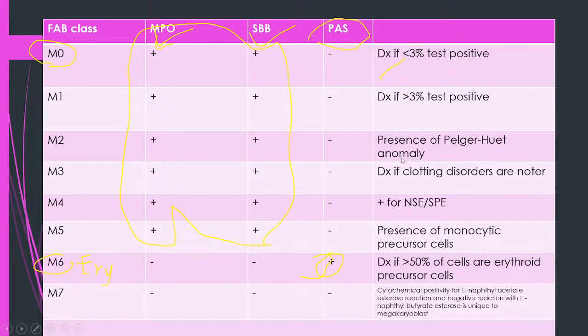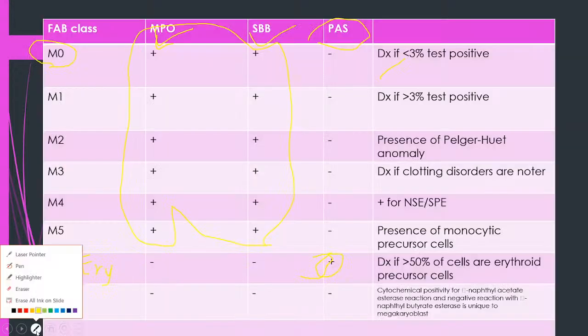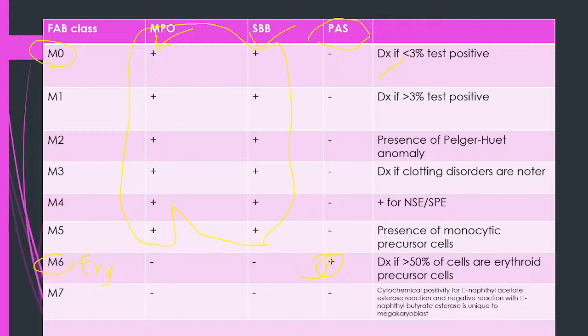Pelger-Huet anomaly. What is Pelger-Huet anomaly? Zyrene Alvarez, what's Pelger-Huet anomaly? Zyrene, are you there? Okay, so what's Pelger-Huet anomaly? Inherited blood condition po. Yeah.